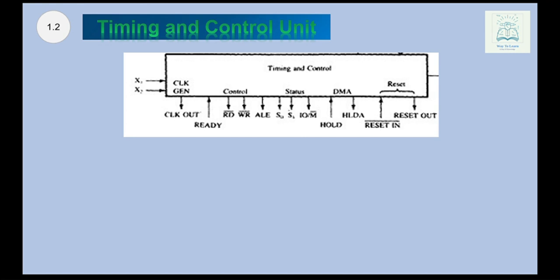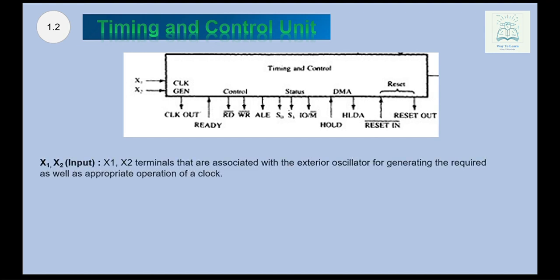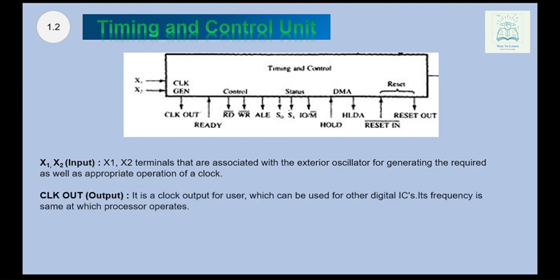These are the pin configurations of the timing and control unit. X1 and X2 are input terminals to be connected to an external crystal oscillator, which drives an internal circuitry of the microprocessor to produce a suitable clock for the operation of the microprocessor. Clock, it is an output for the user, which can be used for other digital ICs. Its frequency is the same at which the processor operates.